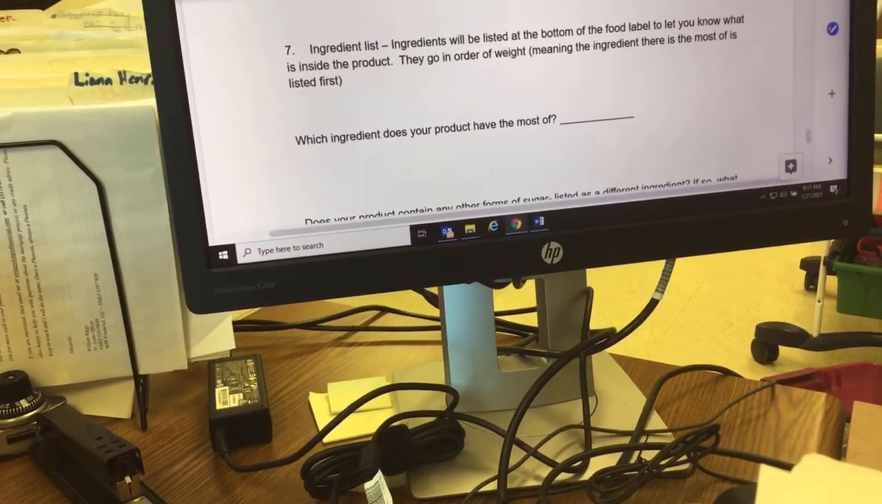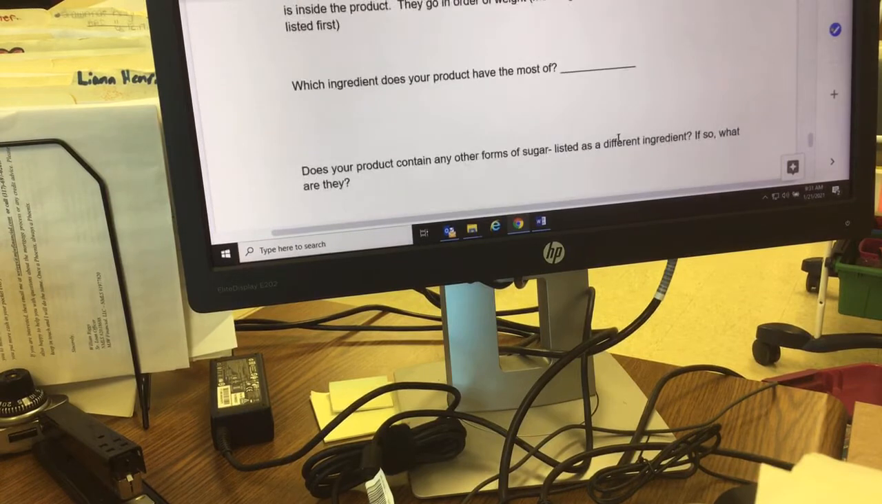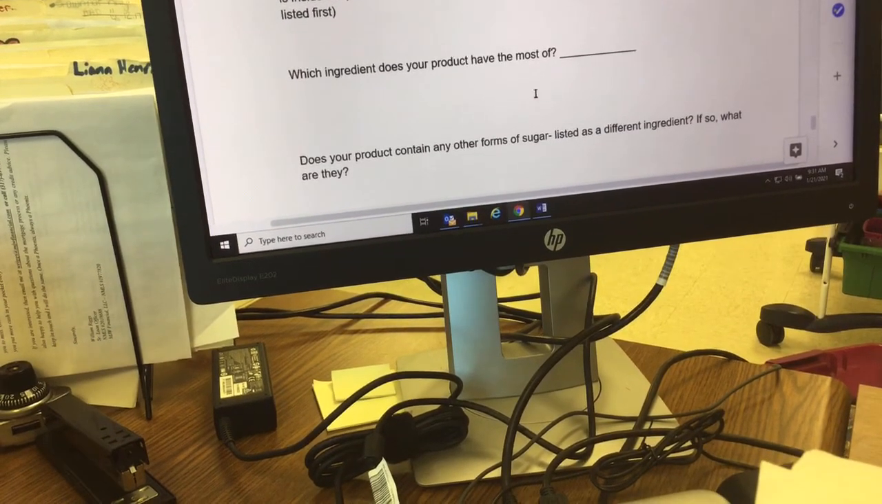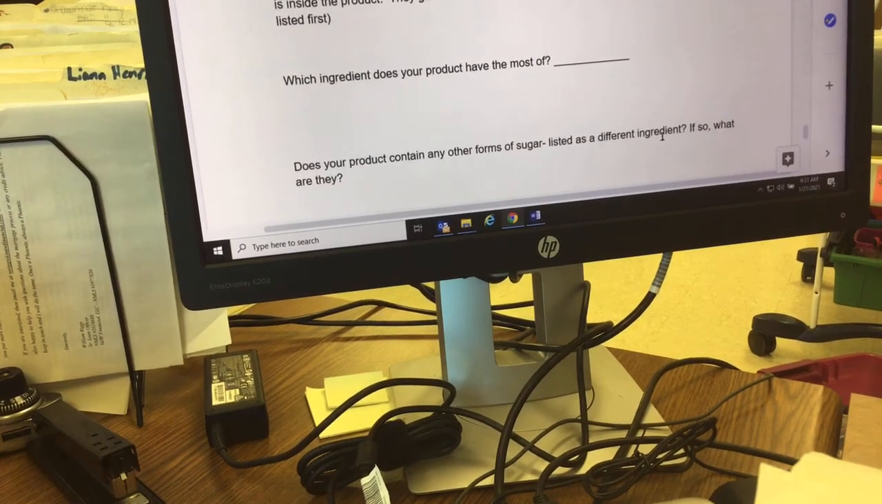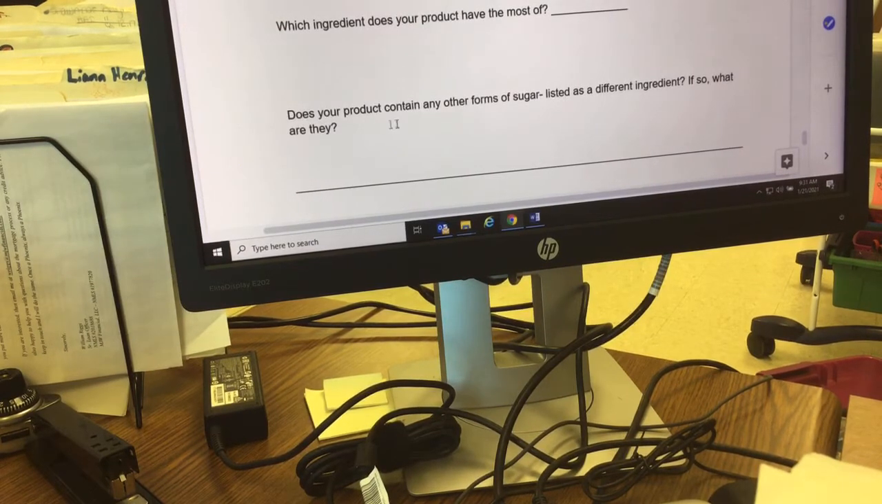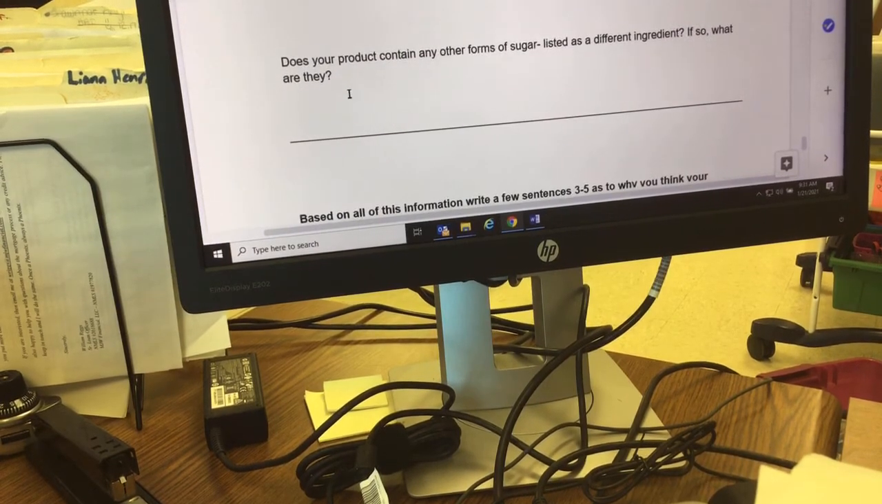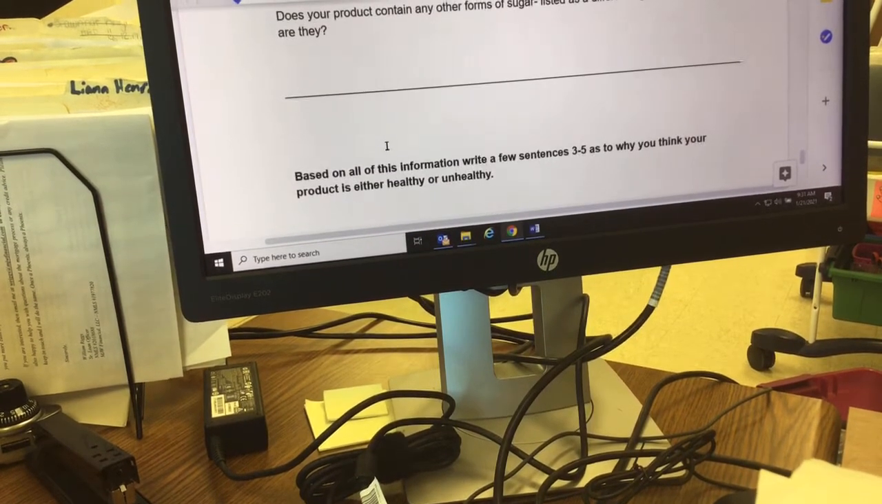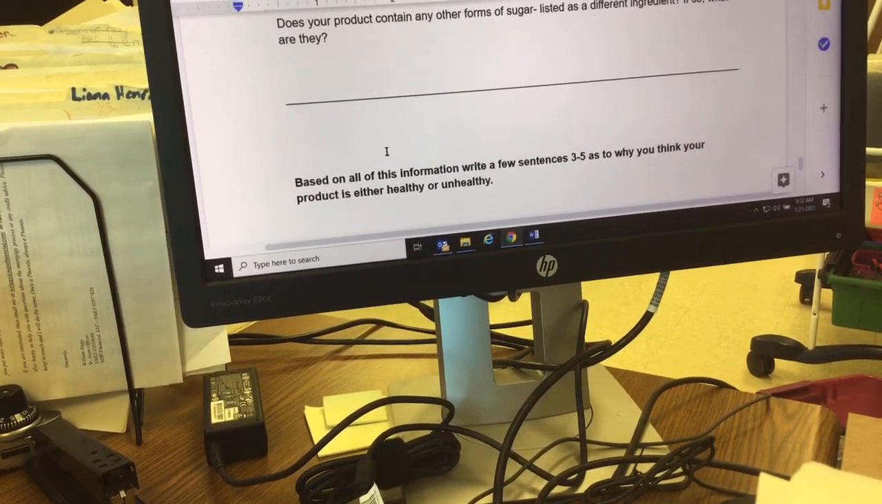All right, so which ingredient does your product have the most of? So my product has the most corn flour, okay? Does your product contain any other forms of sugar listed as a different ingredient? So I'll put on here some different things so that you guys know. Mine does because it's listed first as sugar and then it's listed again as brown sugar. So those are both forms of sugar.